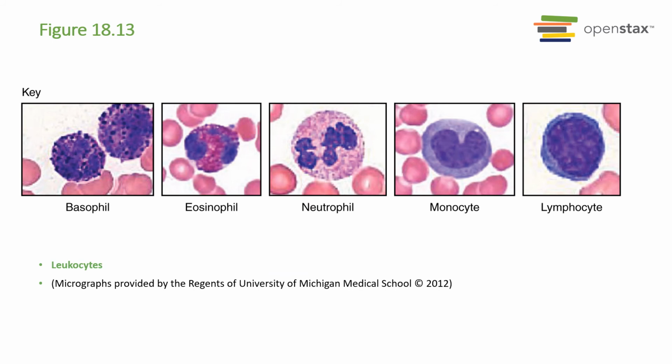All right, here's our basophil, eosinophil, neutrophil, monocyte, and lymphocyte. So make sure that you see those in lab and make sure that you can identify them.